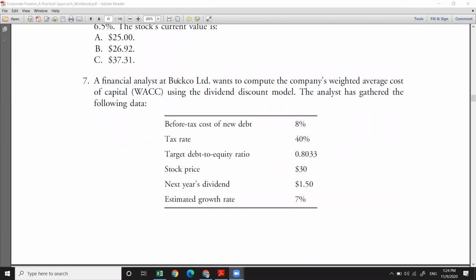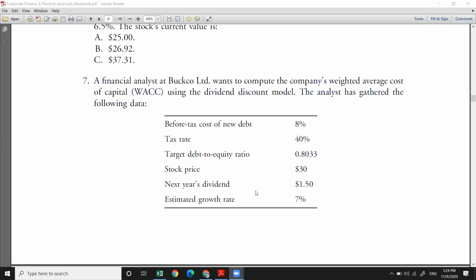Question 7, the financial analyst wants to compute the company's weighted average cost of capital using the DDM model. The analyst has gathered the following data: the cost of debt, the tax rate, target debt equity ratio, the stock price, the next year dividends, and estimated growth rate. So in here, you need to calculate the cost of equity and the proportions, and cost of debt is given already.